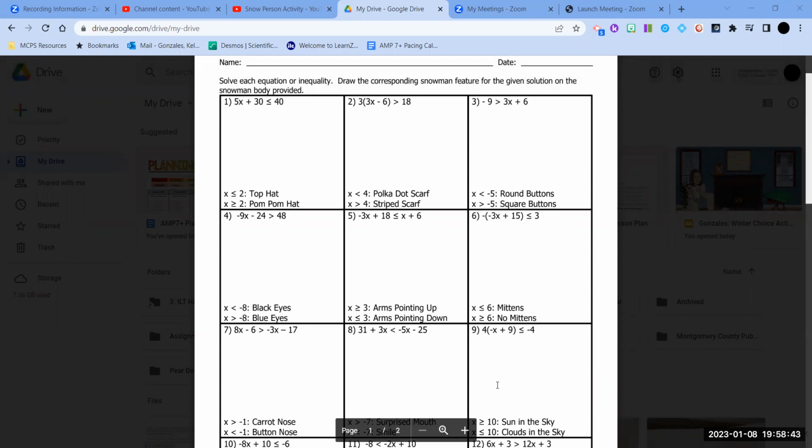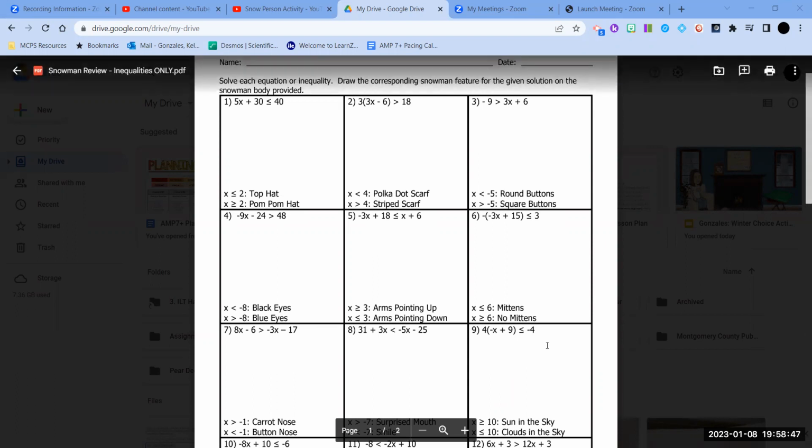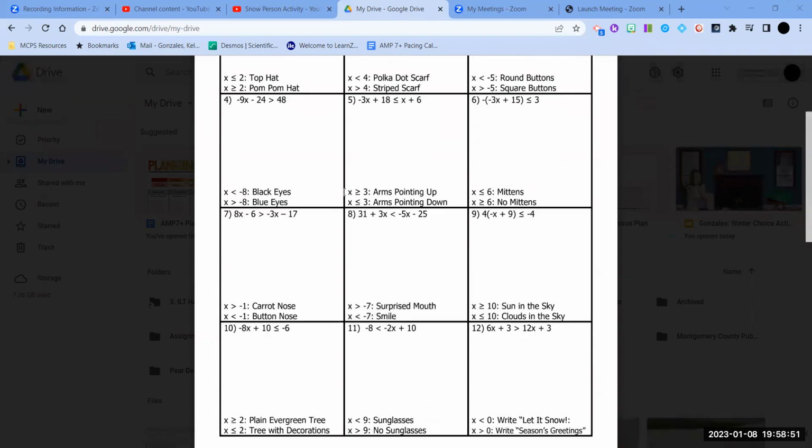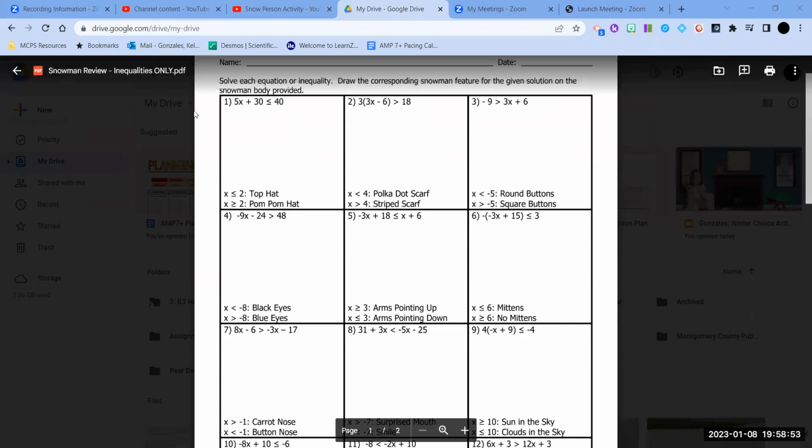So let's get started. You have a worksheet from the guest teacher, and on the front, there are 12 problems that you need to solve. So in order to get full credit, you need to show me all your steps. If there's not enough room on this paper that you see on the screen and that you have in front of you, you can take out your spiral and you can show all your steps in there, and then take those papers out and turn them in with your snow person worksheet.